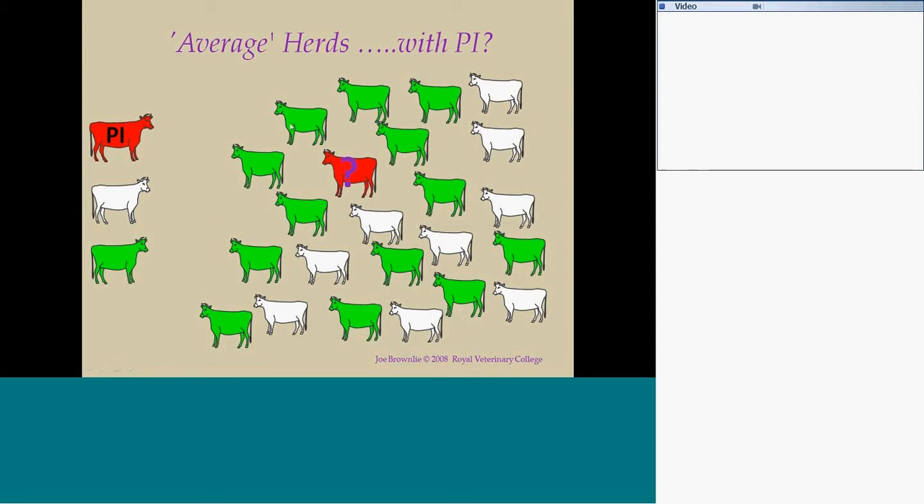A herd with a PI animal might look a little bit like this. So you have a PI in the middle here, and gradually more and more of the herd will turn green, as more and more of them come into contact with and become infected with the virus this PI is carrying, and then they produce antibodies to the virus. And so what we tend to see is one PI in amongst a lot of immune animals in the herd here.